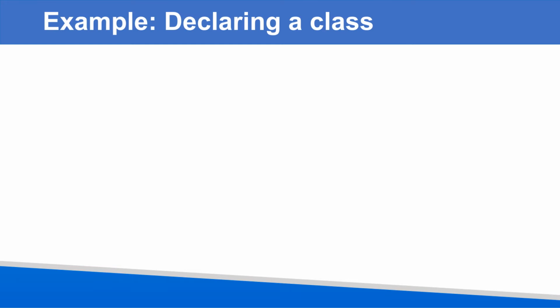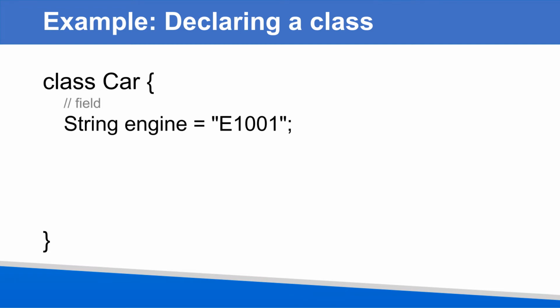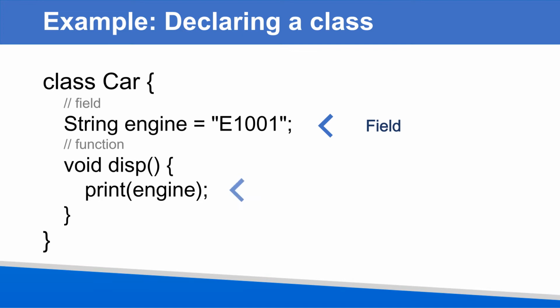So here is an example of a class. The example declares a class Car. The class has a field named engine. The display is a simple function that prints the value of the field engine.